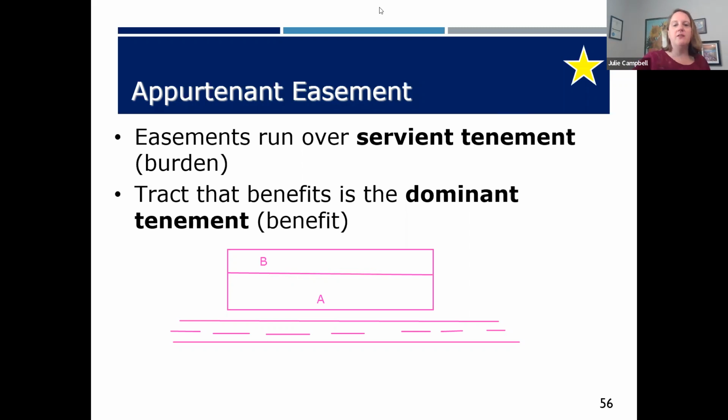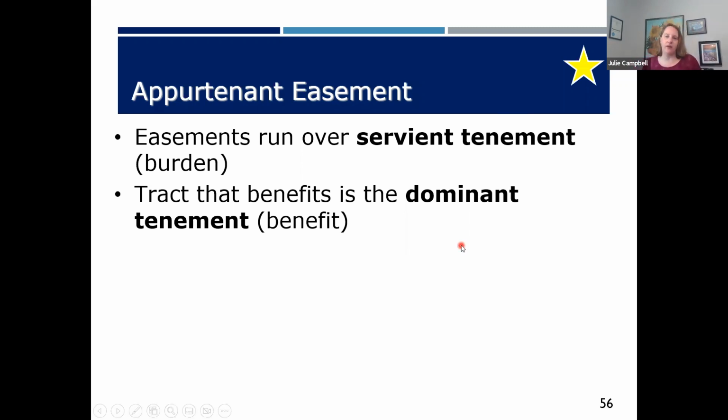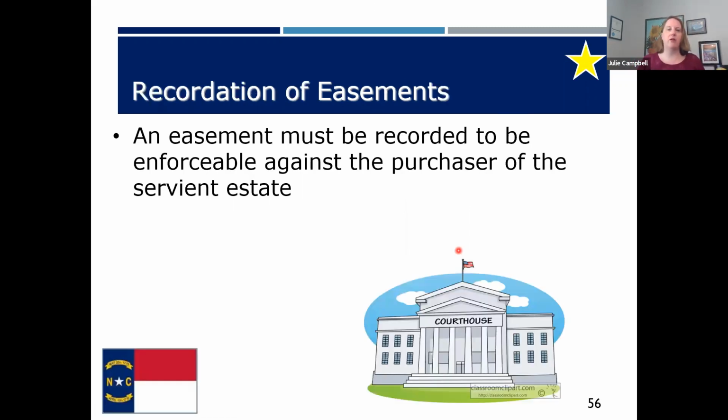Appurtenant easements need to be recorded. It's got to be enforceable against anybody purchasing either tract of those lands. Again, they're appurtenant, protecting the interest by recording it at the courthouse.